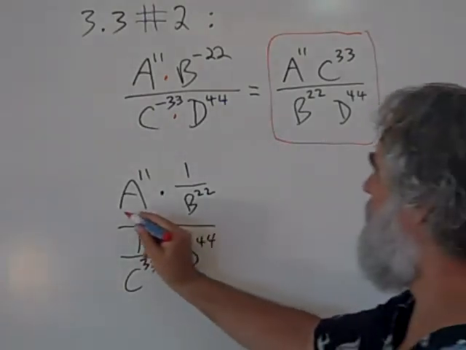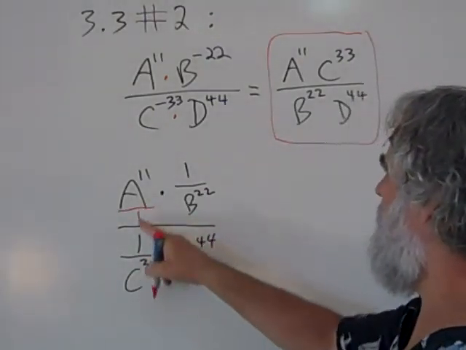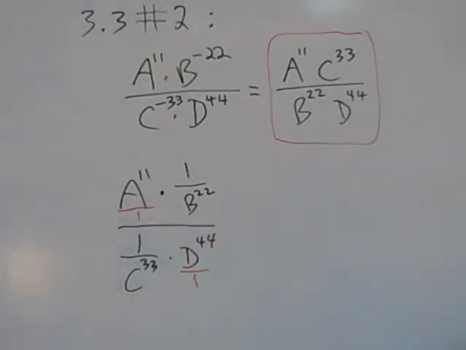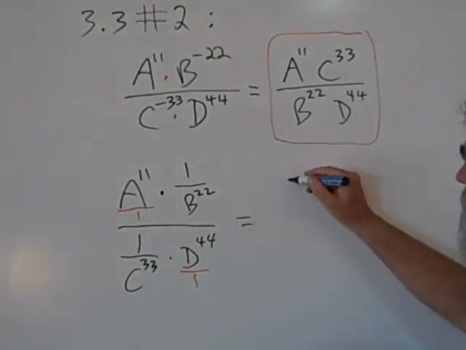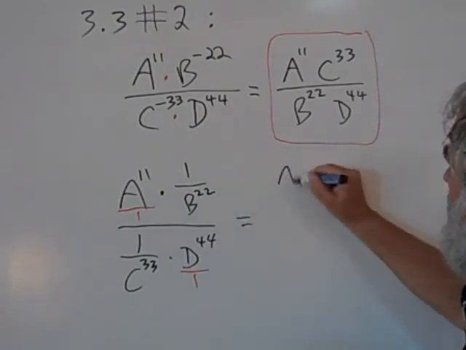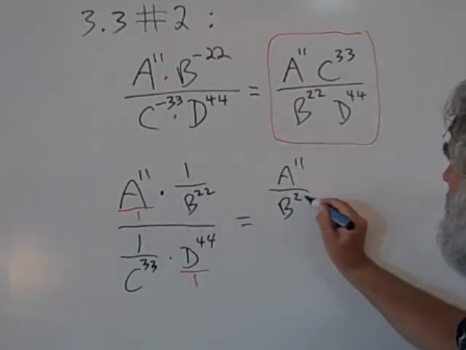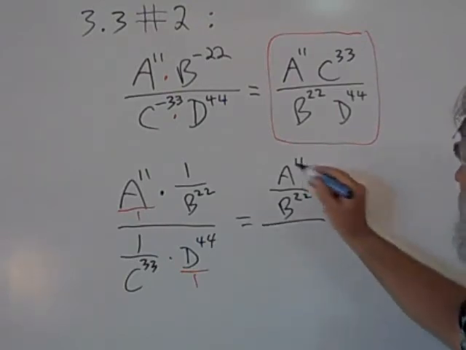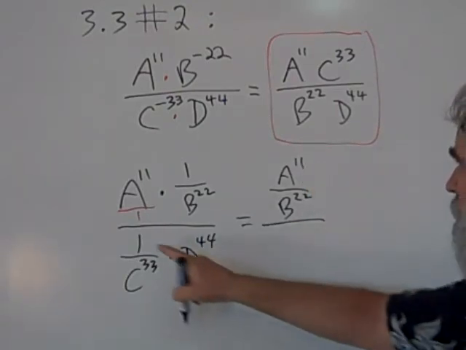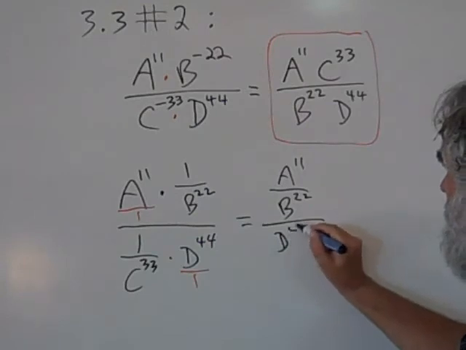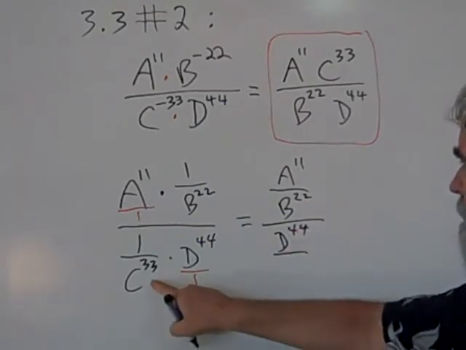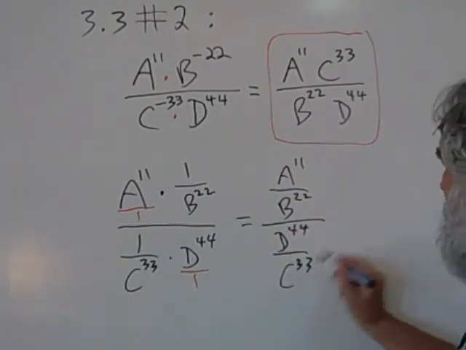As usual, if you imagine that the little fraction up here is a denominator of 1, and so the one down there, you can multiply the fractions on the top and bottom. On the top you have a to the 11th times 1, which is a to the 11th, divided by 1 times b to the 22nd, which is b to the 22nd. Then that fraction is divided by 1 times d to the 44th, which is d to the 44th power, divided by c to the 33 times 1, which is c to the 33rd power.